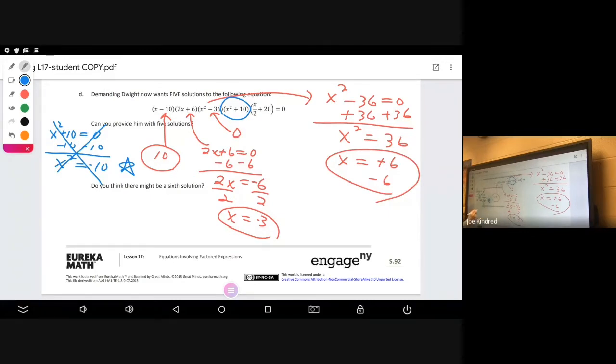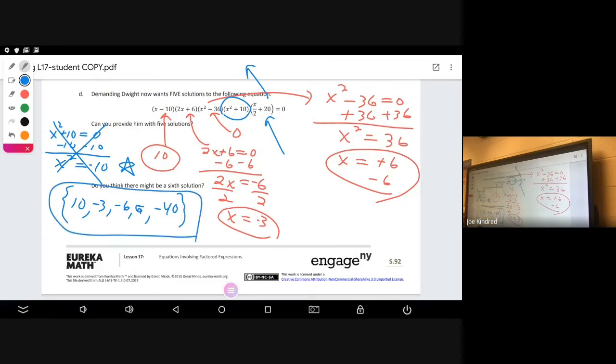So far we have 10, we have negative 3, we have negative 6, we have positive 6, and then we've got one more to look at. We already know that one. We did that one up above, and that one is negative 40. Here are the 5 solutions that, when plugged in, equal 0. That's what we're doing the entire lesson. We're solving with this concept of what makes a factor go to 0, which then, when you multiply, makes everything go to 0. So we're going to look at a couple other examples, and then I'm going to let you practice.